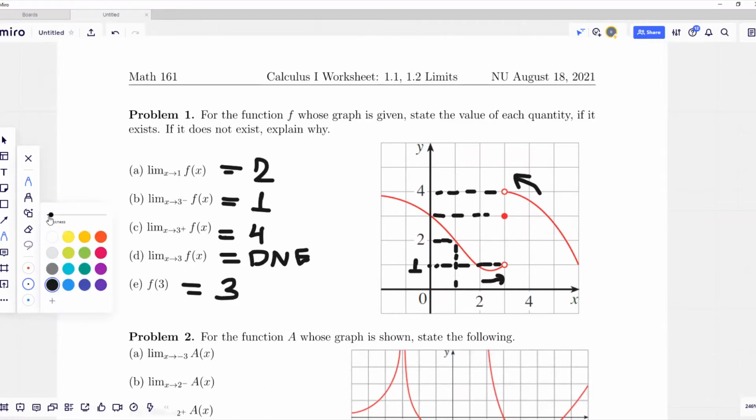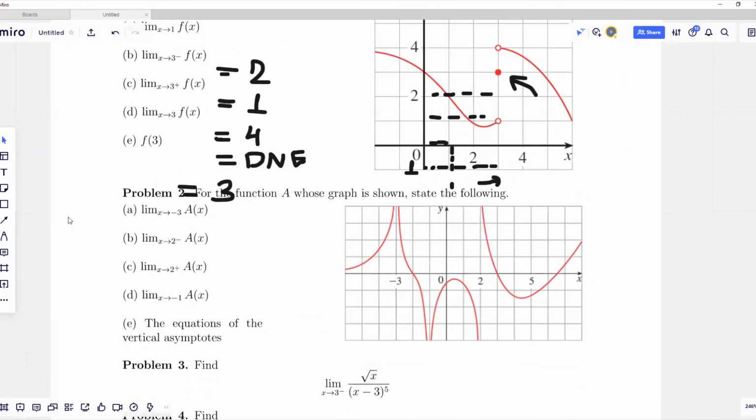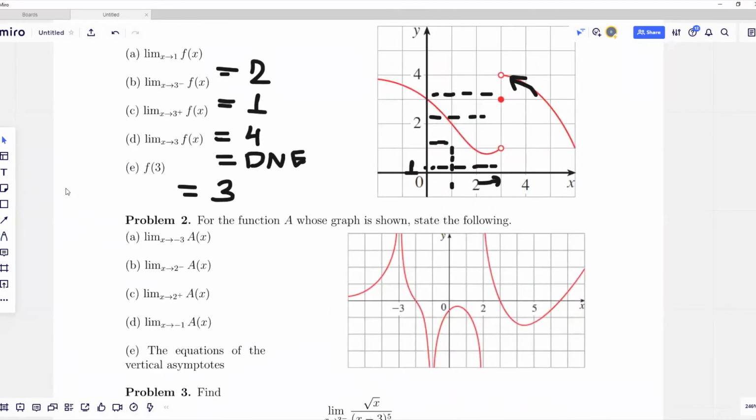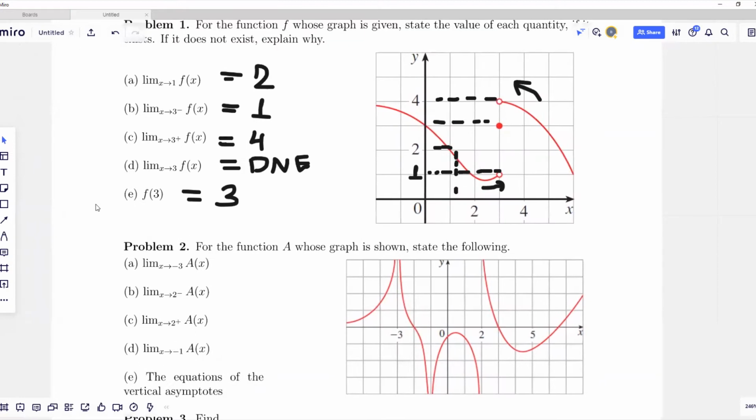Okay, on to the next problem. One second, let me fix that.